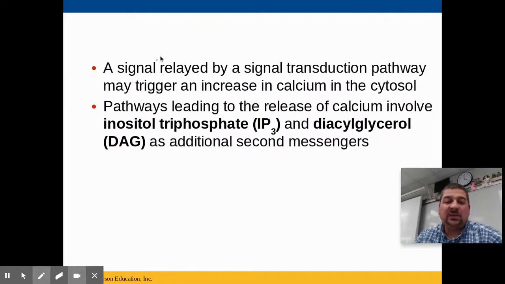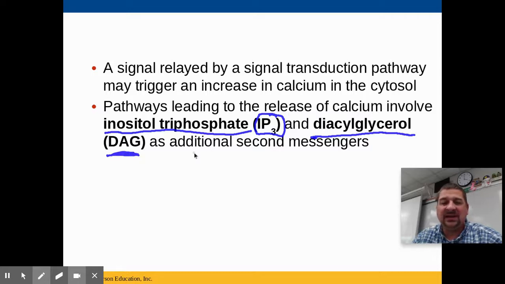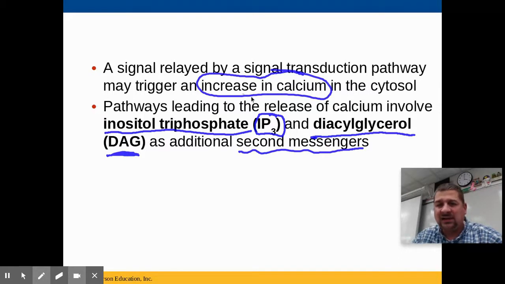What we see happen is when a ligand or signal relayed by a signal transduction pathway triggers calcium release in the cytosol, we see pathways that involve inositol triphosphate and diacylglycerol. I will often just refer to them as IP3 and DAG, because those are really hard names to say. IP3 and DAG act as our second messengers. That often comes from, or causes, an increase in calcium, which then will cause a cellular response.